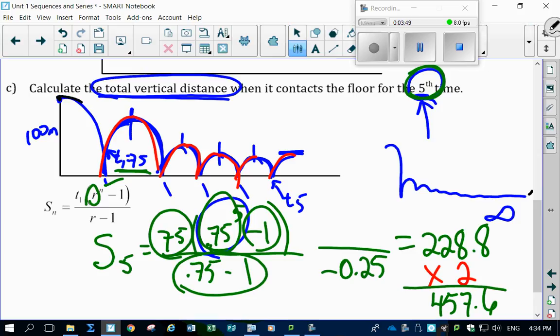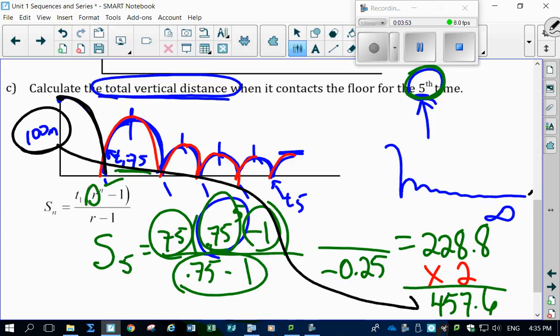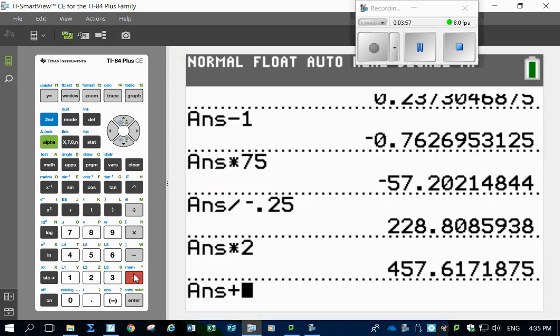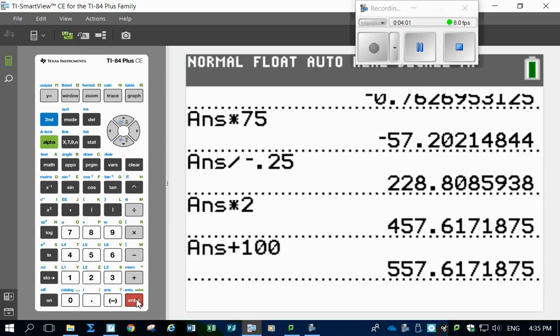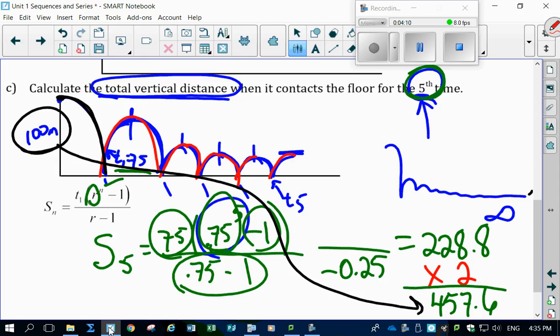But here's another interesting thing. Don't forget the initial height that it dropped, which is 100. You've got to add that to this. So, coming back to this, add the 100, okay? And you end up getting 557.6. 557.6 meters. 557.6 meters is the total distance the ball travels up and down by the 5th bounce.